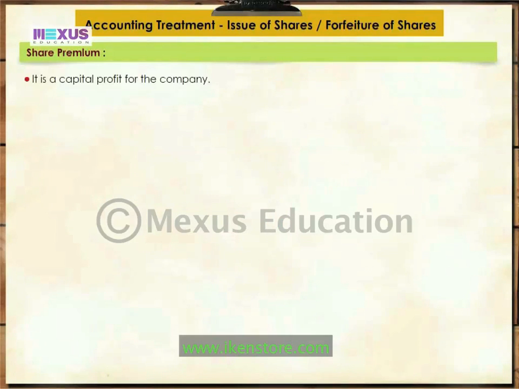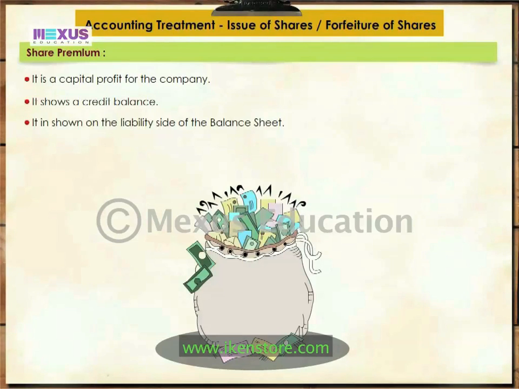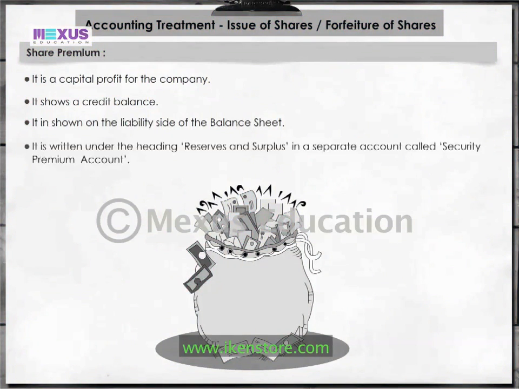Share premium. It is a capital profit for the company. It shows a credit balance. It is shown on the liability side of the balance sheet. It is written under the heading Reserves and Surplus in a separate account called Securities Premium Account.